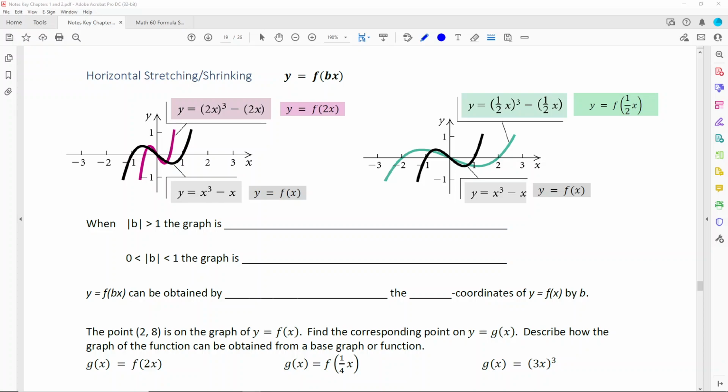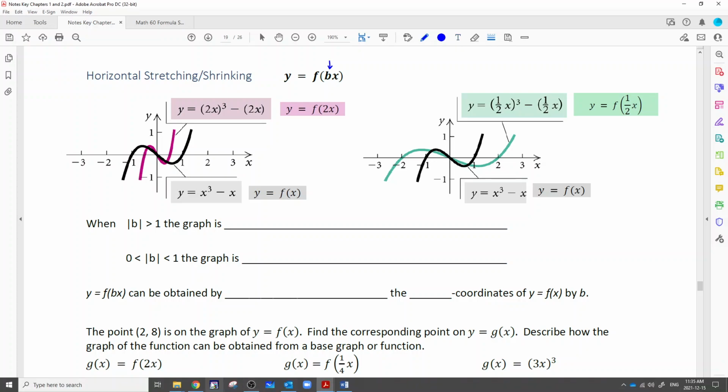The second video for 2.5 is on horizontal stretching and shrinking. So we've moved on from the a value, which goes in front of the f of x equation, to a b value that goes in the bracket with an x. So this is a transformation on x. Anything in the bracket with x is a transformation on x. Anything outside the bracket is a transformation on y.